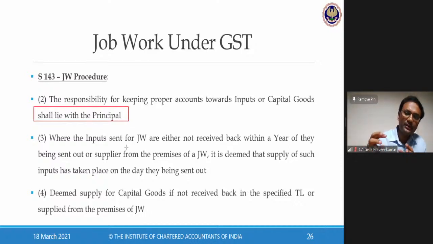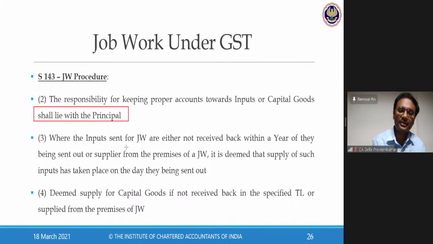So when I receive 10 boxes, I'll say 10 into 9.5, 95 kgs of steel was received. When you have sent 10 sheets, 100 kgs you have sent. Conversion factor 9.5. 9.5 into 10, 10 boxes, 95 kgs have been received. So 5 kgs is scrap which is generated at the job worker premises. This is what they say.